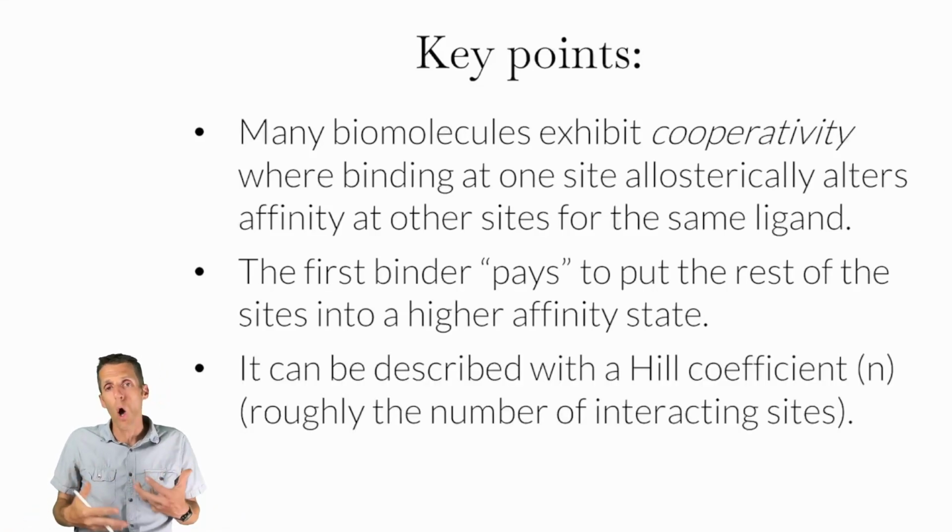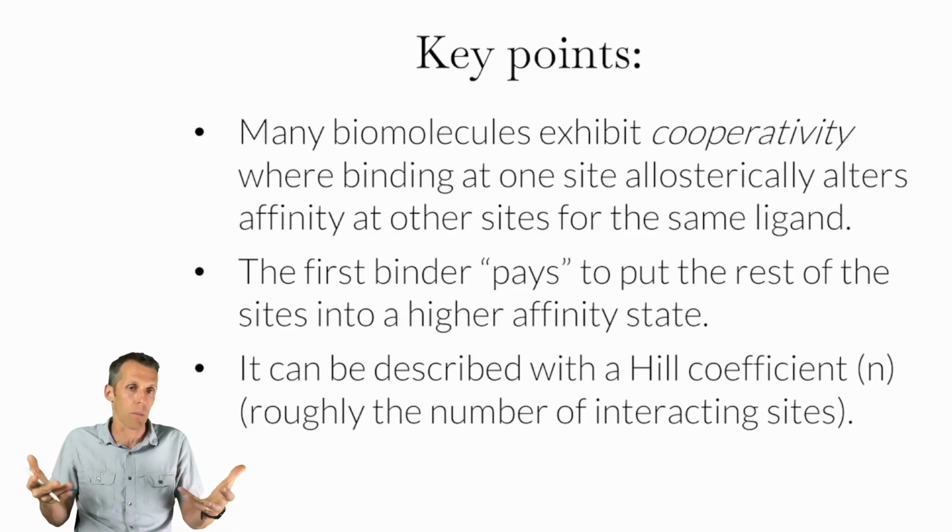And mathematically, we can describe this using the Hill coefficient, where we've got this n term that we add to the normal binding model, which roughly describes the number of interacting sites. Okay, so that is what I have on allostery and cooperativity.